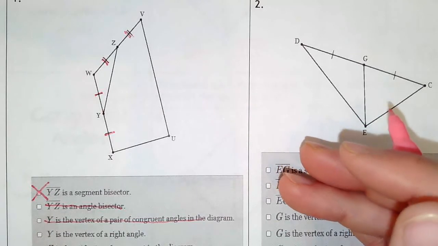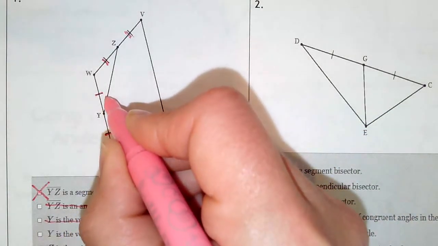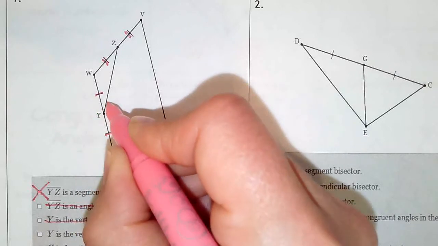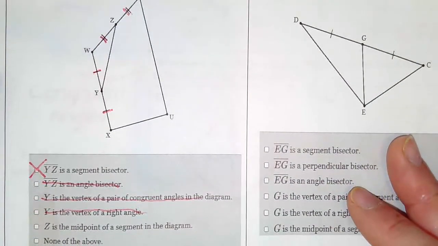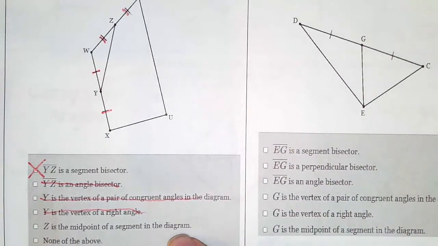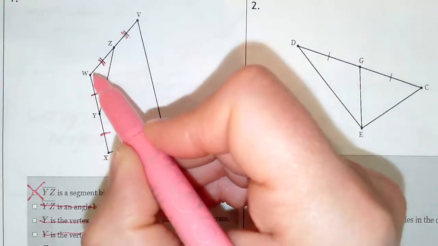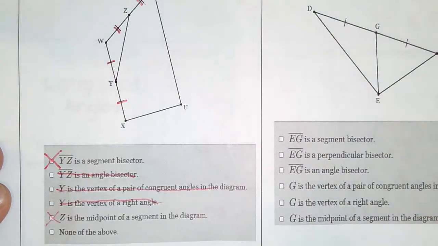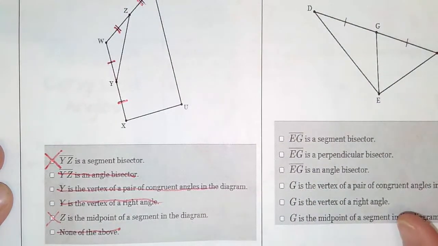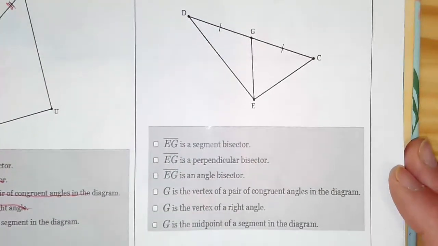Y is the vertex of a right angle. Does this look like a 90 here? No. And again, it would tell us because it would have a little box to represent a 90. And then Z is the midpoint of a segment. Is point Z the middle of a segment? Yeah, it is, because it's cutting it in two equal parts. And then obviously none of the above is out. So it's those two. All right, let's try number 2.